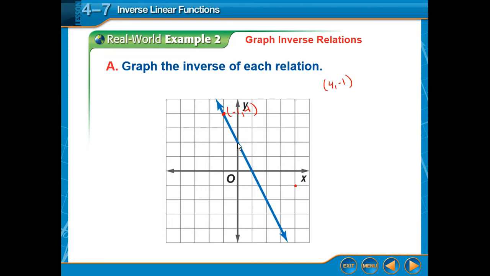I could find another point. So like this point here, this is the point 0, 2. So on my inverse graph, I'm going to have the point 2, 0. 2, 0 here. And this one here is the point 1, negative 1. So that means the point negative 1, 1 is going to be on my graph. Hang on. That's the point 1, 0. Sorry, so this is going to be the point 0, 1. So right there. Sorry. Got that.